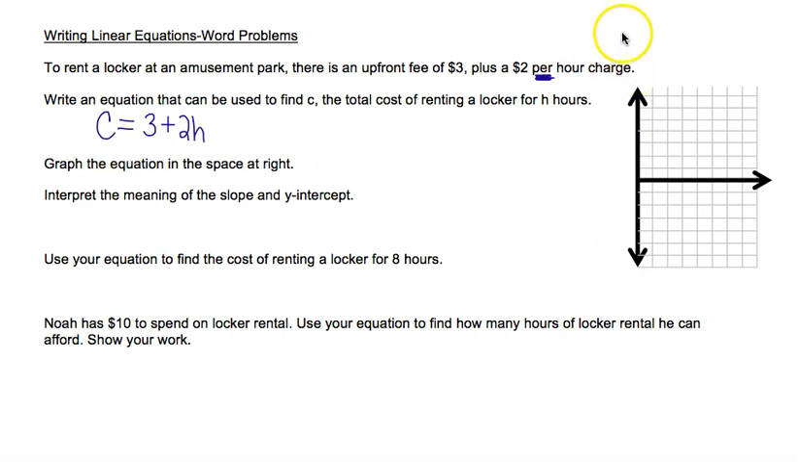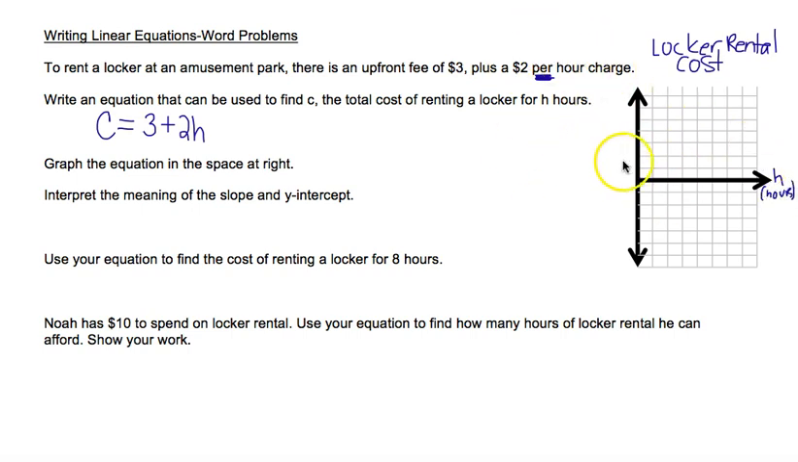So with word problems, when they are real life situations and you are graphing, you need to make sure that you give your graph a title. So I would maybe just say locker rental cost. And then we label our axes. So this is going to be H. This is our number of hours.